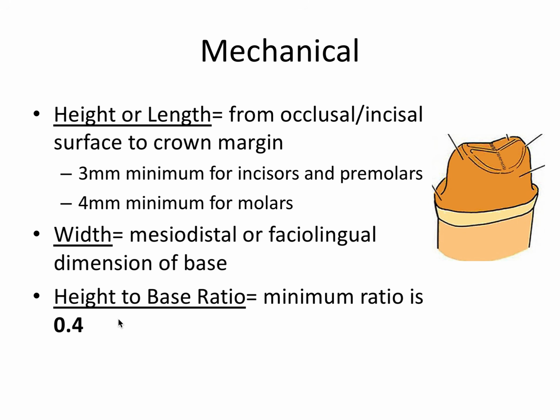Now lastly, we have the height to base ratio. And the minimum ratio that we should be shooting for is 0.4. So a bigger ratio, that means a taller prep, which affords you more taper. In other words, you can get away with tapering the prep more if it's a taller prep. Whereas a smaller ratio means that the base is larger in proportion to the height. A smaller ratio means a shorter prep, which will automatically have less retention.